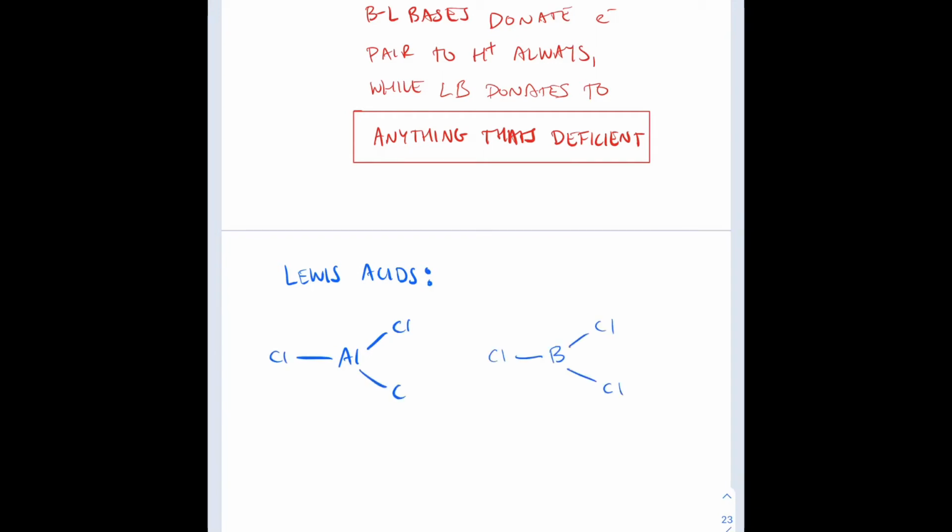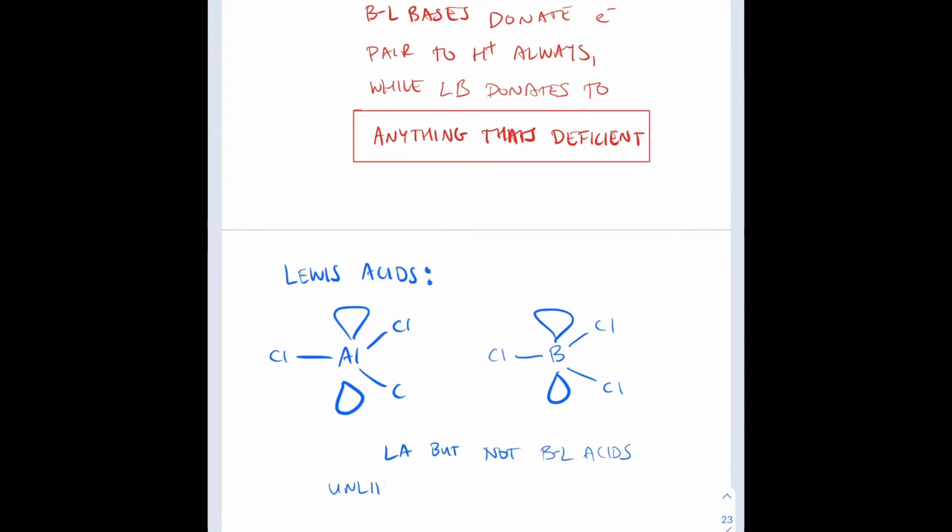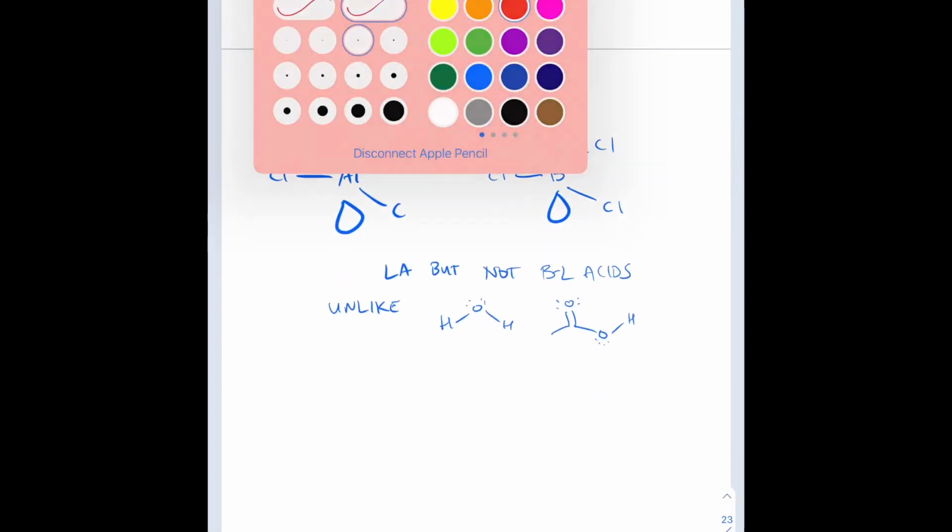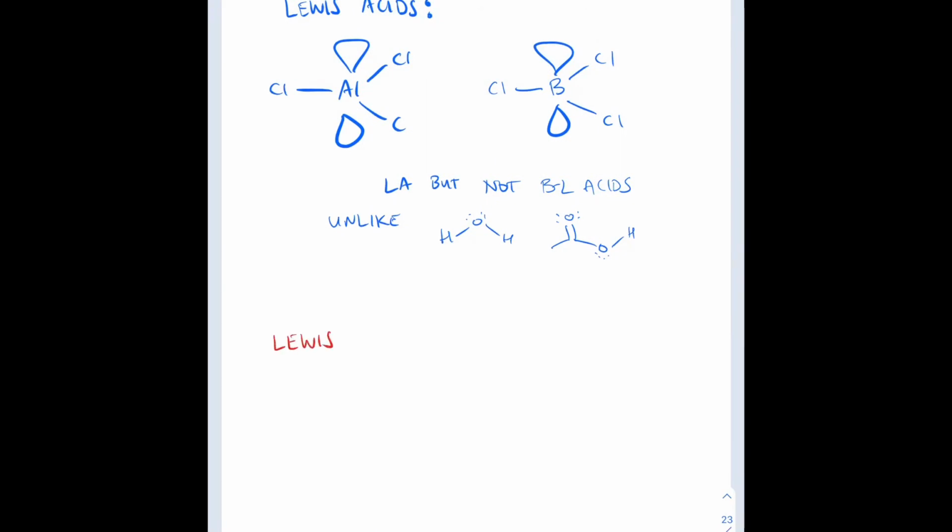All right, so some examples of Lewis acids that are not Bronsted-Lowry acids are aluminum chloride and boron trifluoride as well. Remember, these are sp2 hybridized, and so they have a vacant p orbital, and therefore are electron deficient because they don't have an octet. So these are Lewis acids that are electron deficient, and they are also not Bronsted-Lowry acids like water or acetic acid would be.